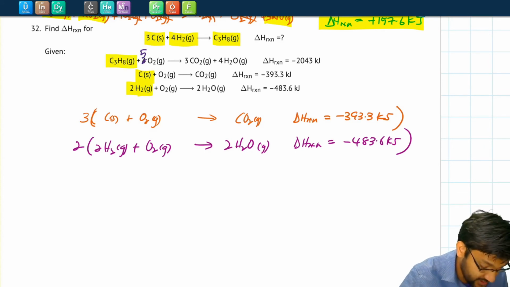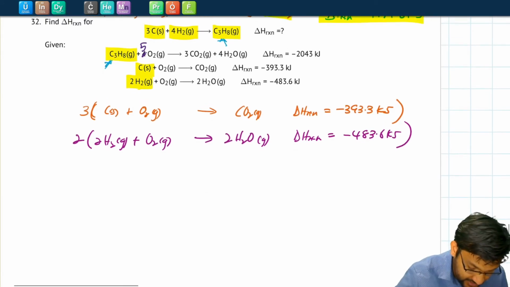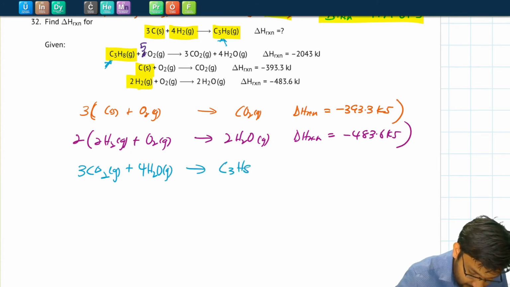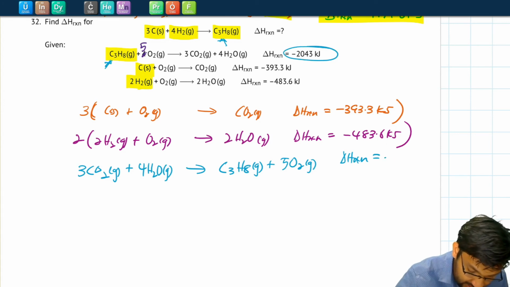And then finally, on the right-hand side, we have a C3H8 that could only come from the first equation, but we need to reverse it, right? Because this is on the reactant side, that's on the product side. But we don't need to multiply it by anything, just reverse it. So we start with the products, 3CO2 gas plus 4H2O gas, going to give us C3H8 gas plus 5O2 gas. The delta H for this reaction is positive, because we reversed it, so we need to change the sign, 2043 kilojoules.